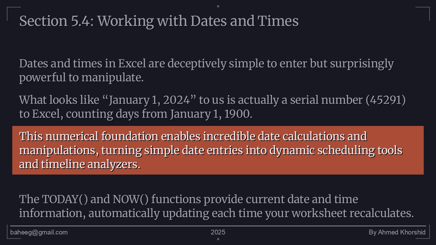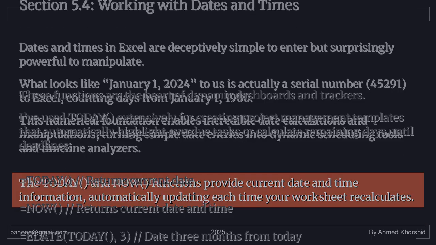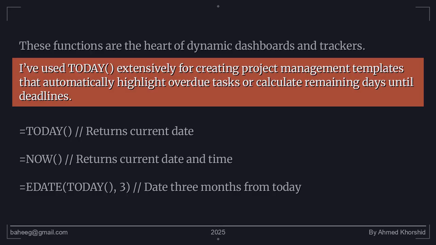The TODAY and NOW functions provide current date and time information, automatically updating each time your worksheet recalculates. These functions are the heart of dynamic dashboards and trackers. I've used TODAY extensively for creating project management templates that automatically highlight overdue tasks or calculate remaining days until deadlines.